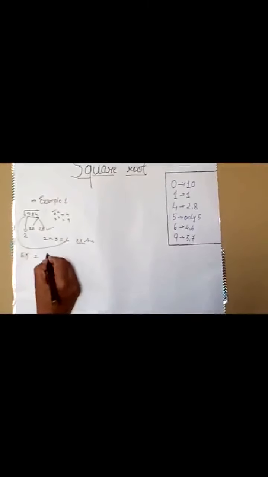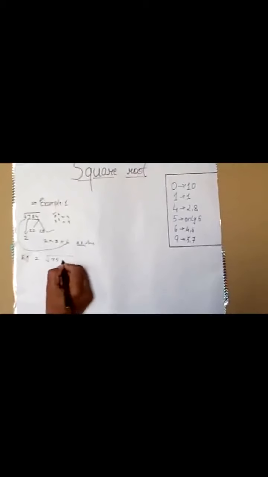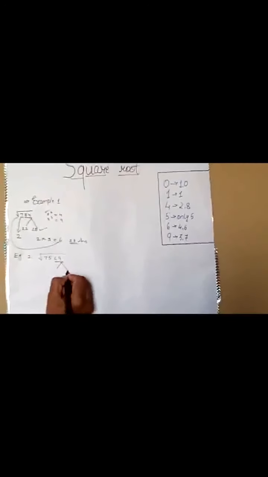Now let us take another example, that is the square root of 7569. Let us select the last two digits. Now in the unit place it is 9. Where will you find the unit digit 9? It can be 3 or 7. Now let us see the first two digits. Which number can we square so that we get 75 or less than 75?